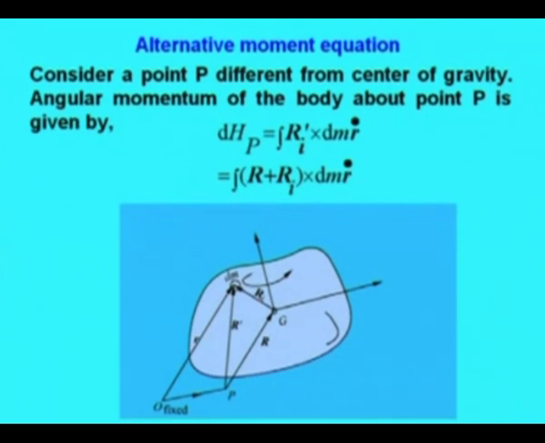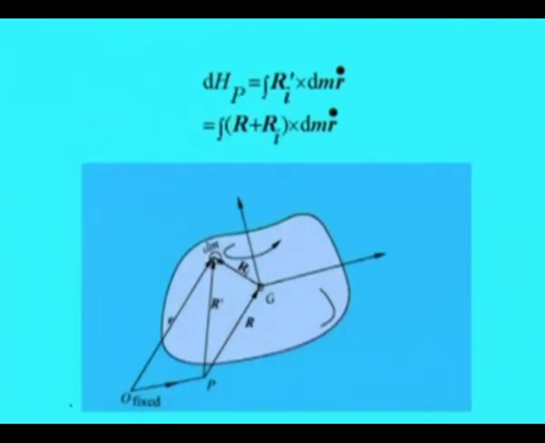We now develop an alternative moment equation. Consider a point P different from the center of gravity, and the angular momentum of the body about this point P is given by dHp is equal to Ri prime cross dm times r dot, because this distance is Ri prime from here. So this is Ri prime, and that can be written as r plus Ri cross dm times r dot. So now this can be written as equivalent to that.